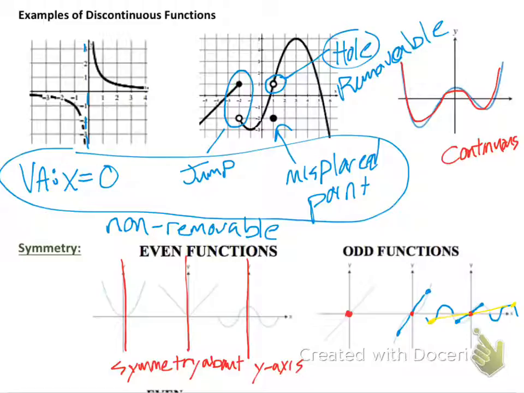These odd symmetrical functions, if you transform them left or right in some fashion, there's a way to make them not odd anymore. So if you move them off the origin, they don't have odd symmetry anymore. So let's put that definition, by the way. That is symmetry.